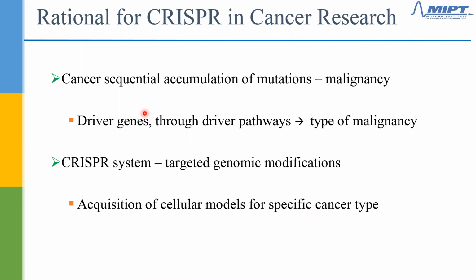And the rationale for the use of genome engineering in cancer research is simple. Cancer is sequential accumulation of mutations leading to malignancy. There are certain so-called driver genes, through the driver pathways involved, and a subset or set of driver genes will lead to a particular type of malignancy. Then, of course, the CRISPR system is ideal to do targeted genomic modification of those driver genes, and it's a perfect mechanism for acquisition of cellular models for a specific cancer type.